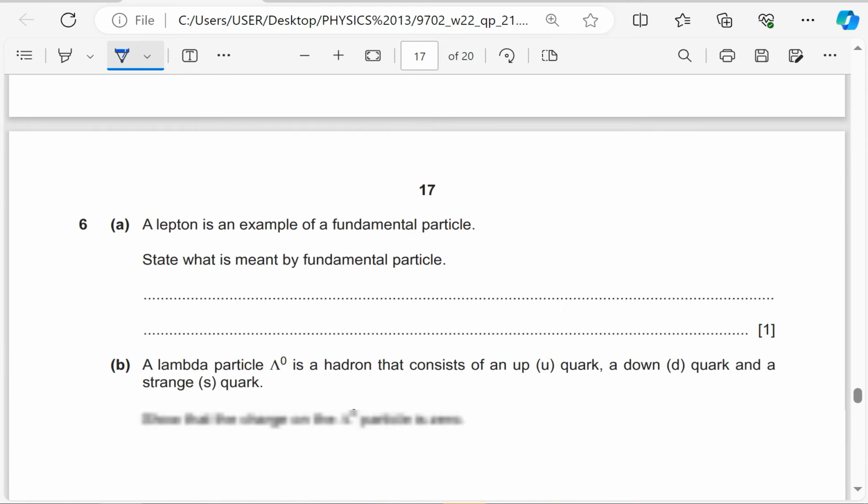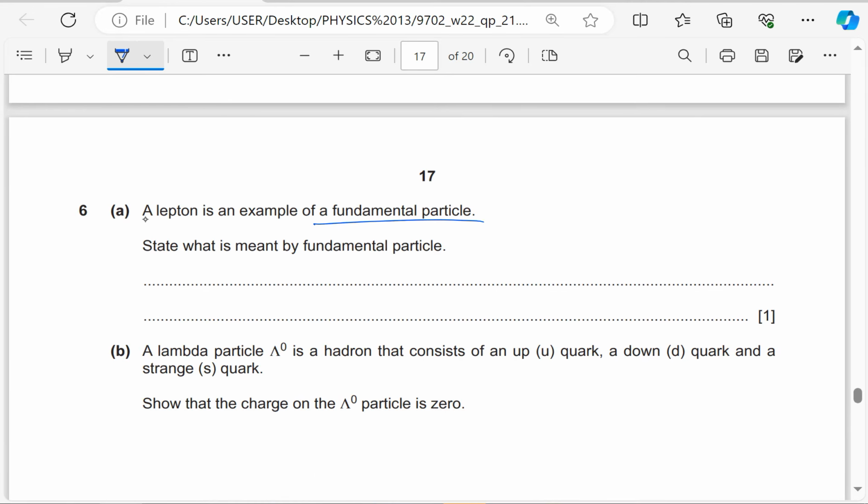I think last is particle physics. A lepton is an example of a fundamental particle. What is a fundamental particle? Of course, a fundamental particle is a particle with no internal structure. Particle with no internal structure, or you can say particle which cannot be broken down into anything smaller.